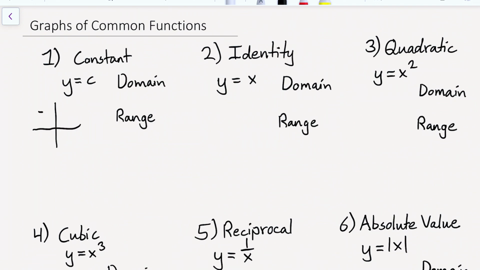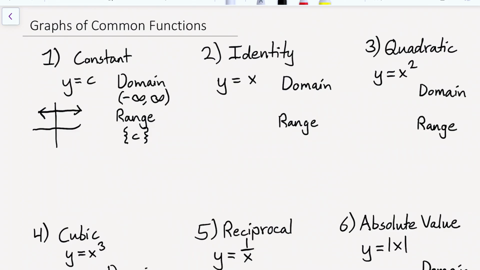So first we have a constant function, y equals c for some number c. The graph of this function just looks like a horizontal line through the y value c. The domain of this line is from negative infinity to positive infinity. It is all real numbers. The range of this line is just one number, the number c. That's the only y value that is represented here.